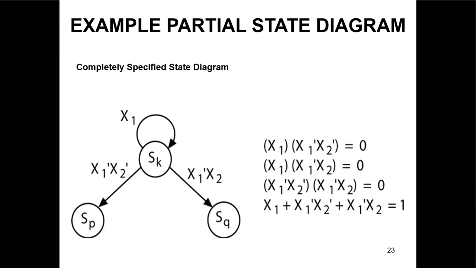Before I do this, I'm going to shrink this and copy this. So SK, SP, SQ, and then this is X1. We're going to do this, and then X1 prime. X2 prime, X1 prime, X2. Okay. Now, let me put the camera back on.